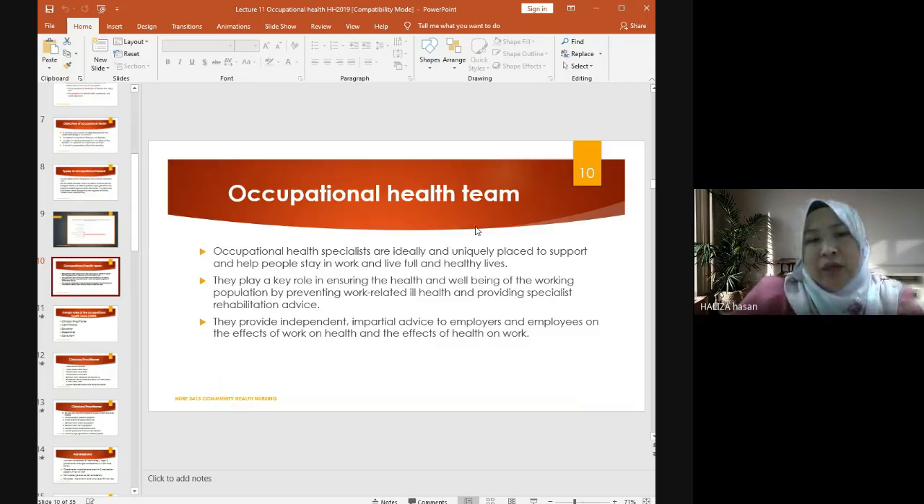Okay, occupational health team. Occupational health specialists are ideally and uniquely placed to support and help people stay in work and live full and healthy life. They play a key role in ensuring the health and well-being of working population by preventing work-related health problems and providing specialist rehabilitation advice. So the occupational team are responsible to prevent. But when it happens, the workers get affected from the job, so the team also play important roles for rehabilitation. They provide independent, impartial advice to employers and employees on the effect of work on health and the effect of health on work.